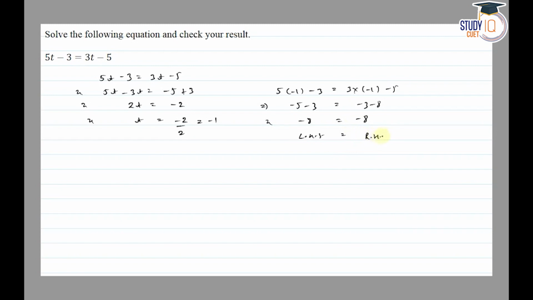तो ये जगह हमारा करेक्ट t is equal to minus 1.